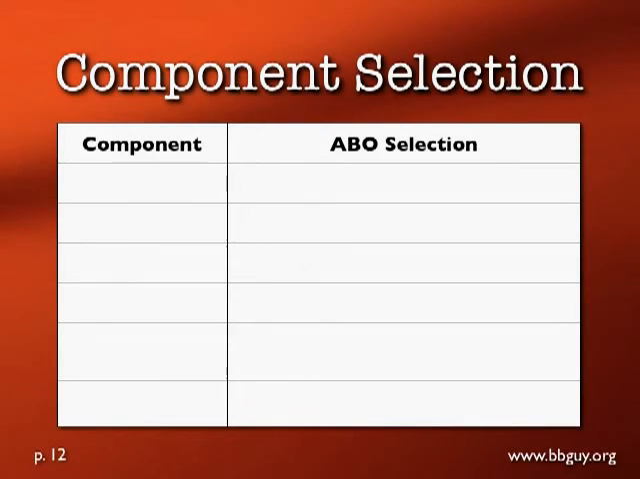Okay, so once we have all this, how do we decide what to give? Let's start by looking at what ABO type to give. Here are the general rules. If you're doing whole blood, you've got to go ABO identical. There's no way around it. There's too much plasma in there and obviously too many red cells to do anything other than ABO identical.